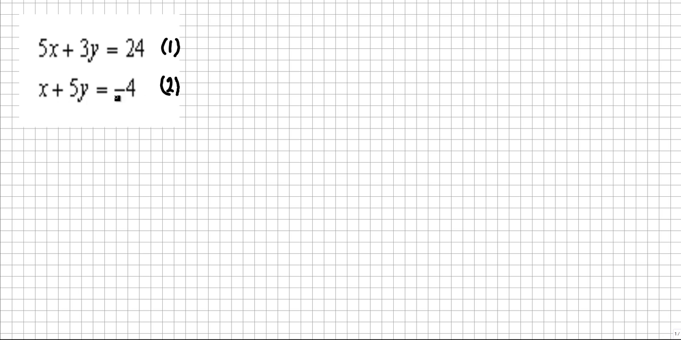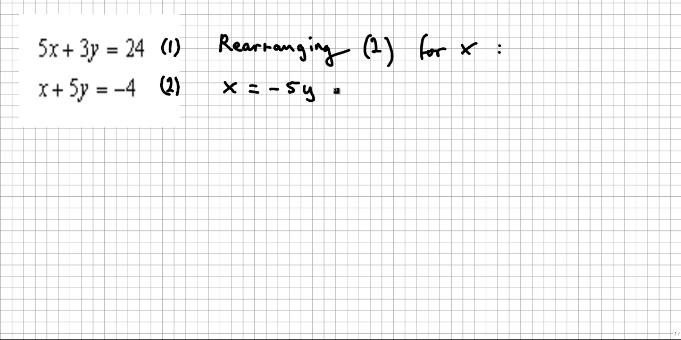So we're gonna rearrange the equation number 2. So the first step would be rearranging 2 for x, for the variable x. Okay, so we're going to move 5y to the other side. On the left side we're going to have only x is equal to minus 5y minus 4.